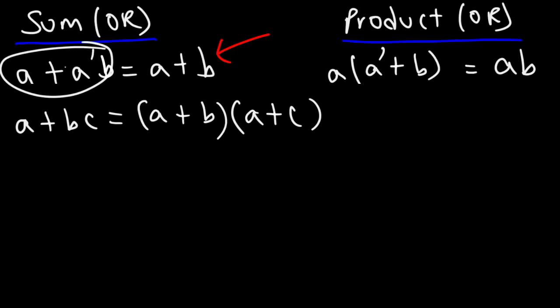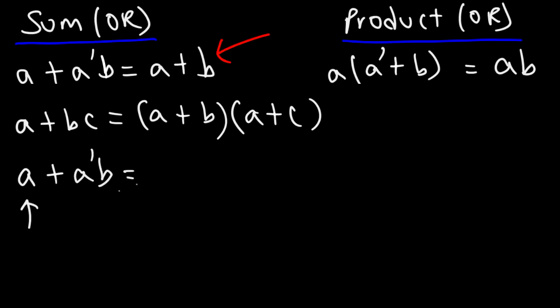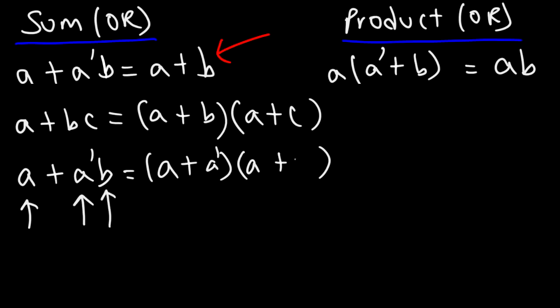Starting with the left side of this equation, we have a plus a prime b. So the first letter is a, which is going to be on the left side of both parentheses. Next we have a prime, that's only going to be in the first one, and then b, which is going to be in the second one.